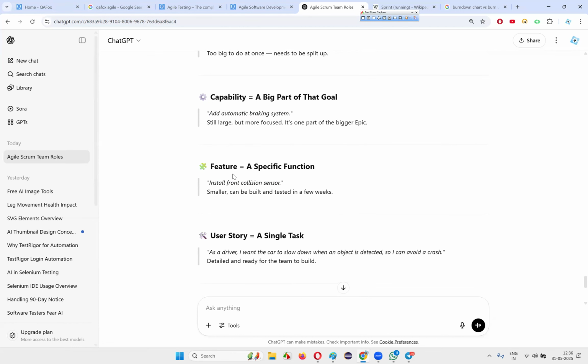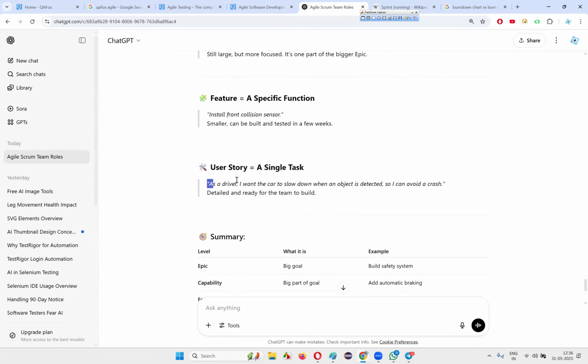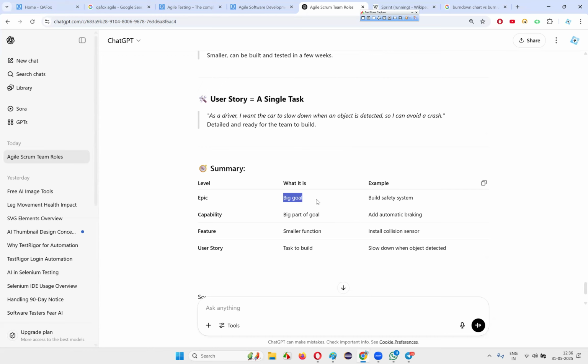Okay. Feature is a specific function. Install front collision sensor. It's smaller and can be built and tested in a few weeks. User story, a single task. Okay. Epic is a big goal. Capability is a big part of the goal. Feature, smaller function. User story, task to be built.